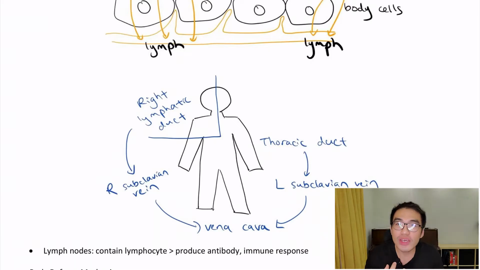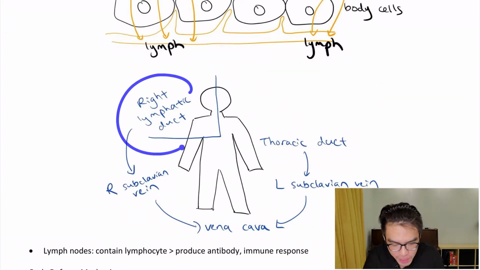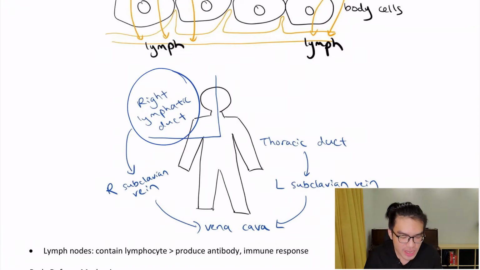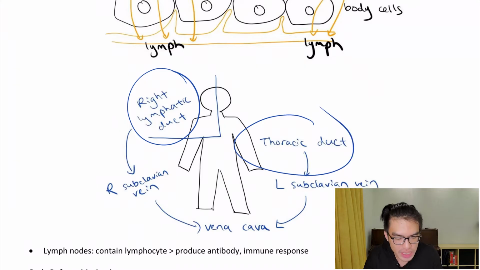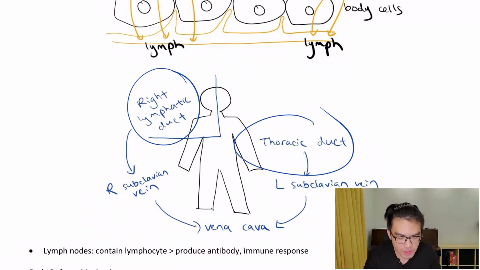So how do they drain? Upper and right part of the body, they will drain into your right lymphatic duct. I would focus on this. And the left and lower part of the body will drain to your thoracic duct. And of course, at the end, they will drain to the right subclavian vein and the left subclavian vein. And of course, at last, they will rejoin everything at the vena cava so that your blood doesn't get less and less watery. It remains concentrated.